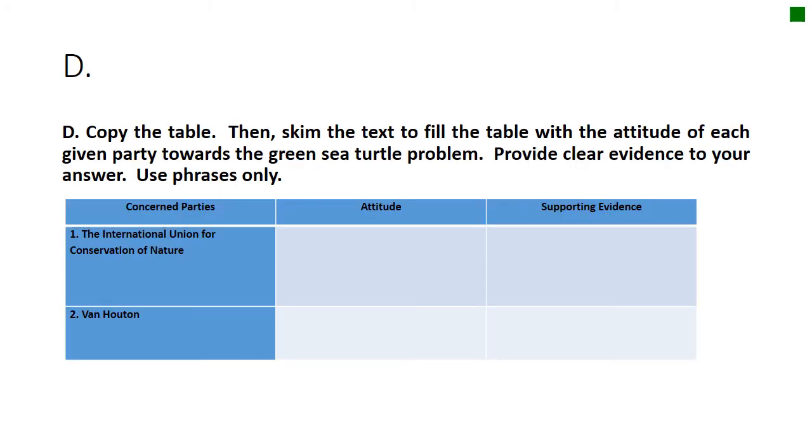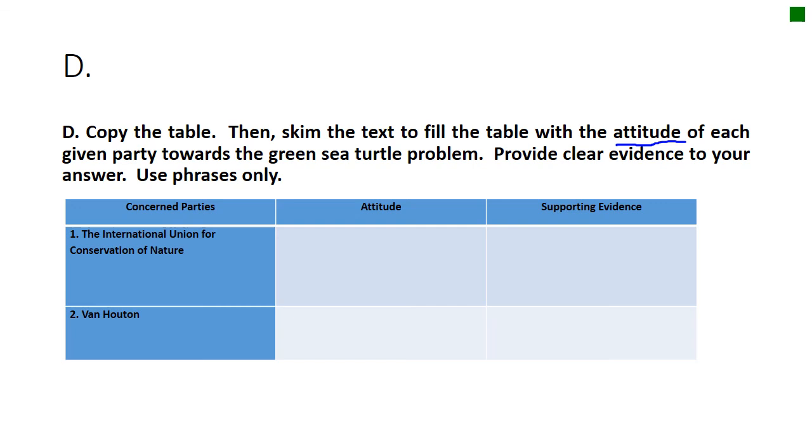Now, this is a chart. Copy the table, then skim the text to fill the table with the attitude, meaning tone, of each given party towards the green sea turtle problem. Provide clear evidence to your answer. Use phrases only. The International Union for Conservation of Nature.